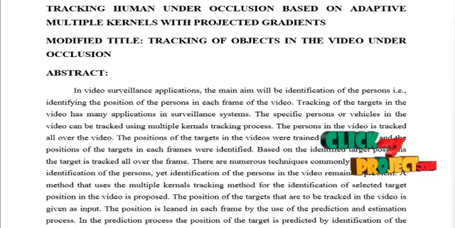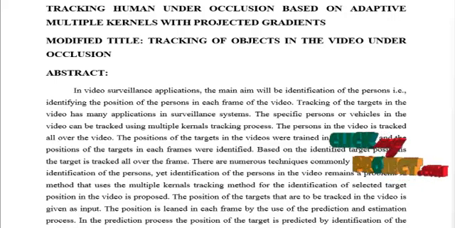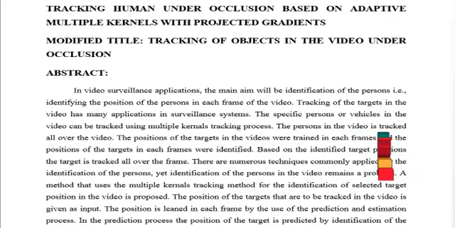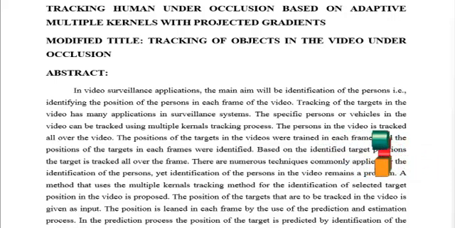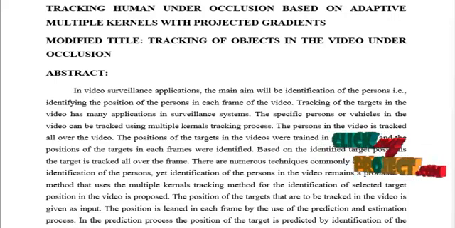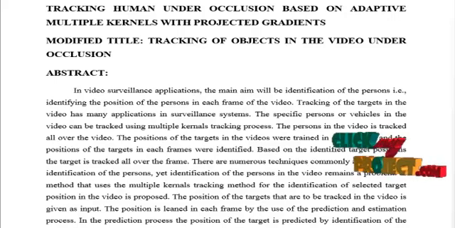In video surveillance applications, the main aim is the identification of persons, that is, identifying the positions of the persons in each frame of the video. Tracking of the targets in the video has many applications in surveillance systems. The specific persons or vehicles in the videos can be tracked using the multiple kernels tracking process.